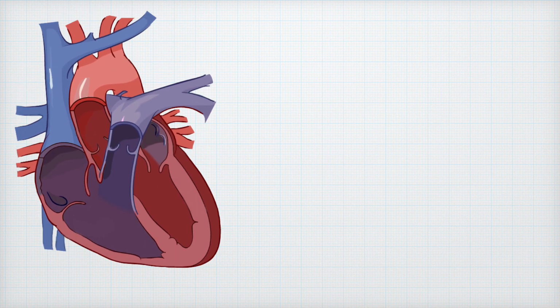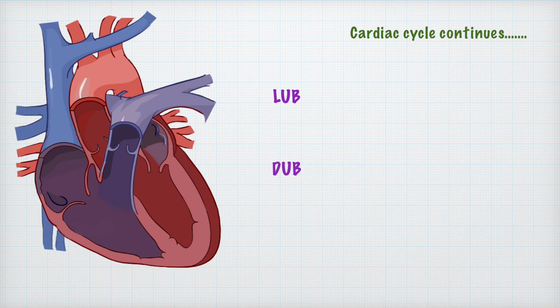Soon the SAN produces an action potential, causing both the atria to contract, and the events described earlier occur one after the other in sequence. As you know, there are two prominent sounds of the heart. One is lub and the second one is dub. The closure of the tricuspid valve and bicuspid valve is associated with the heart sound lub, and the closure of the semilunar valves is associated with the sound dub.